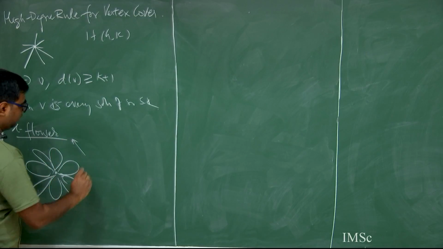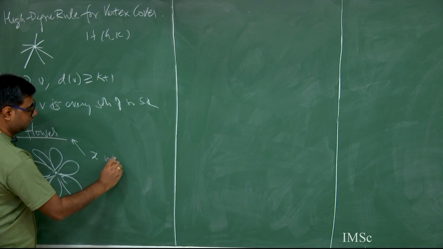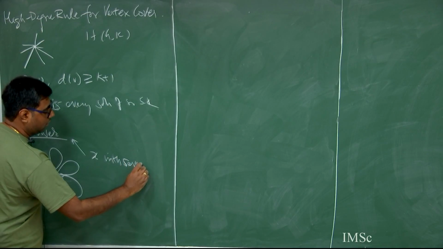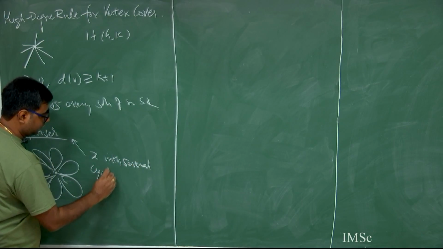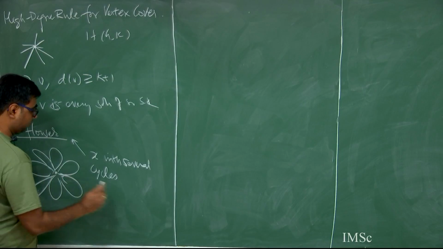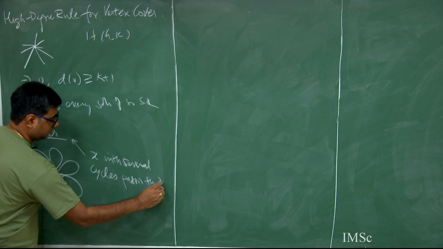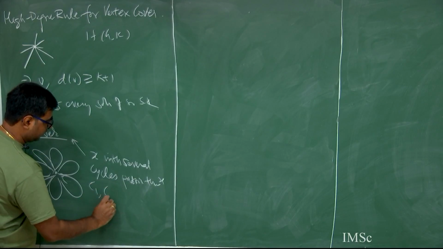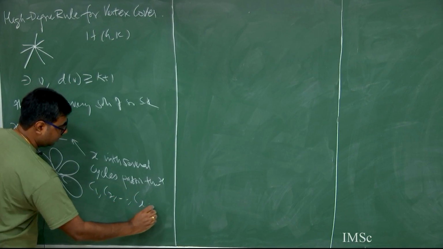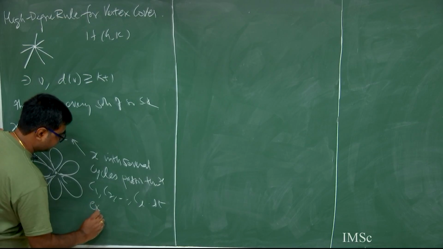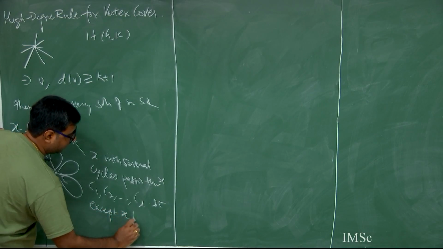So what is an X flower? Basically X with several cycles passing through X, say C1, C2, up to Cl, such that except for X they are pairwise vertex disjoint.